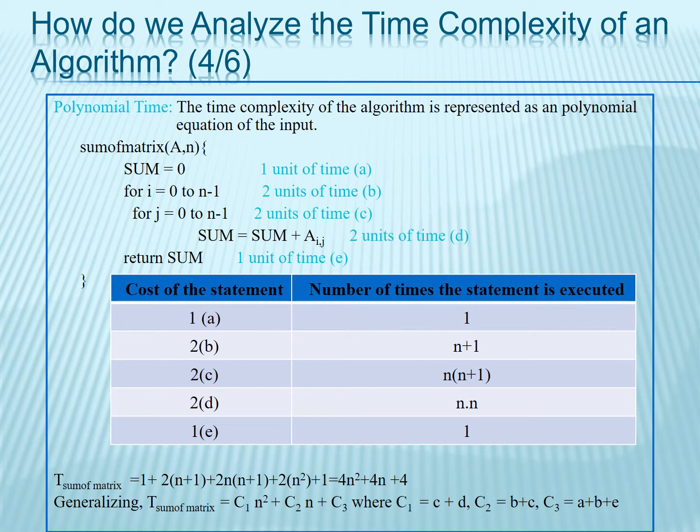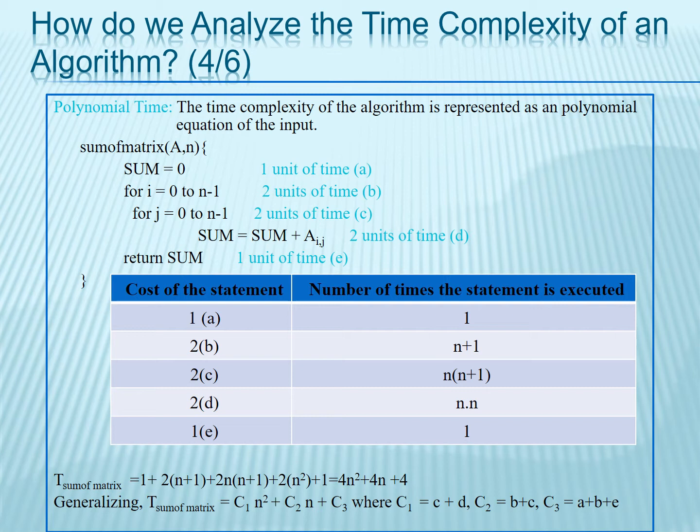That is, matrix A has n rows and n columns. Now let us see the units of time allocated for each statement in this function sum of matrix. The assignment of 0 to the variable sum takes 1 unit of time. The outer for loop with the I variable takes 2 units of time for the comparison and the assignment. The inner for loop with the j variable takes 2 units of time for the assignment and the comparison.